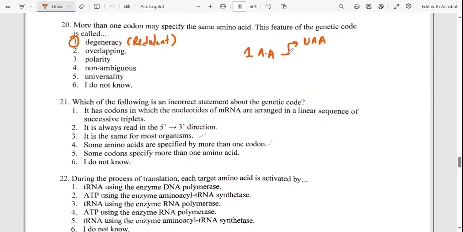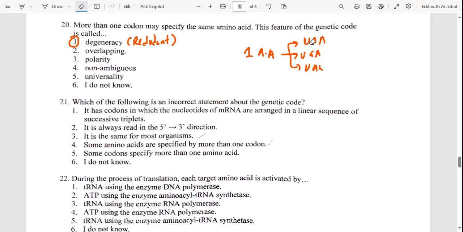These are stop codons: UAA, UGA, UAG. You can see these are different codons, but they are specifying the same thing. It's just that stop codons don't specify any amino acid. These three I wrote are stop codons: UAG, UGA, UAA.